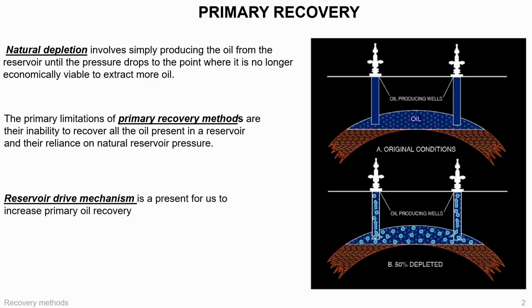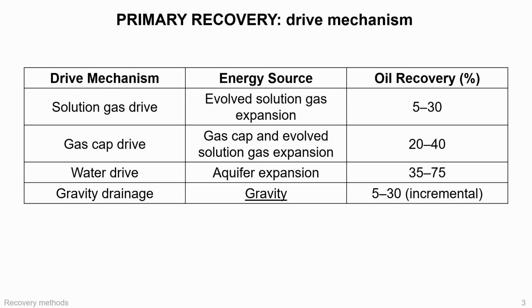The main limitation of primary recovery is that it cannot recover all the oil in place, because it depends heavily on natural reservoir drive. This is why understanding the reservoir drive mechanism is so important. The drive mechanism is like a gift from nature. It determines how much energy the reservoir has and how strongly fluids will move toward the wellbore during the early life of the field. This table summarizes the main reservoir drive mechanisms and their typical recovery ranges.